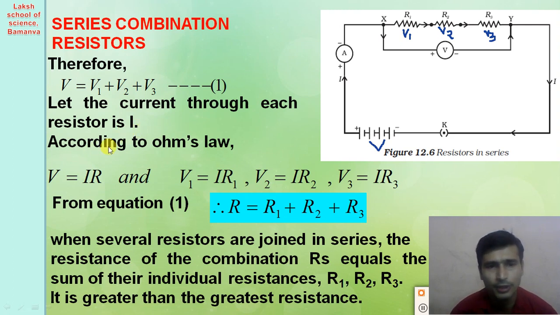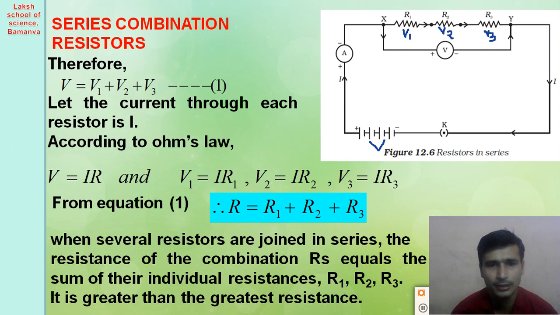According to Ohm's law, we can write the potential difference V is equal to current I into R, right? The total potential in the circuit V is equal to I into the total resistance of the circuit, and if you want to find the potential difference across each resistance with the help of the formula of Ohm's law, we can write like this: V1 is equal to I into R1. In each equation, the current passing through each resistor is the same.